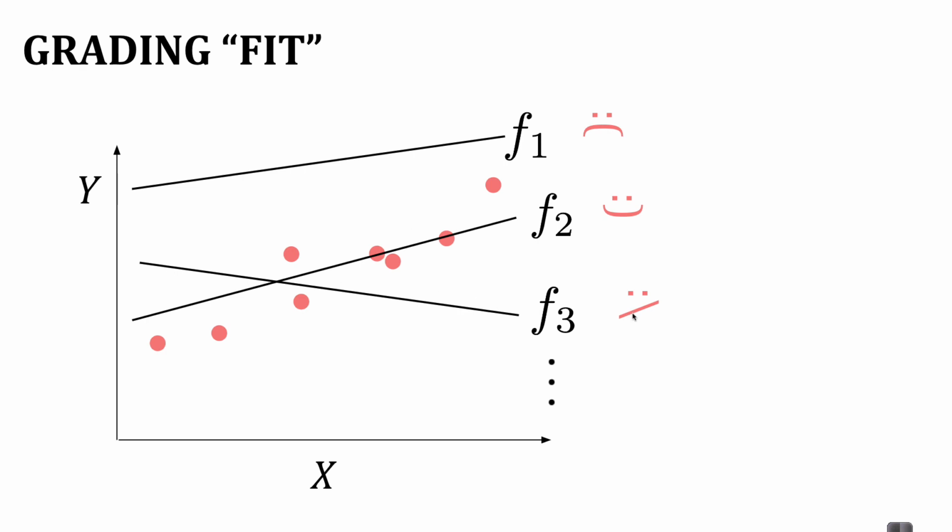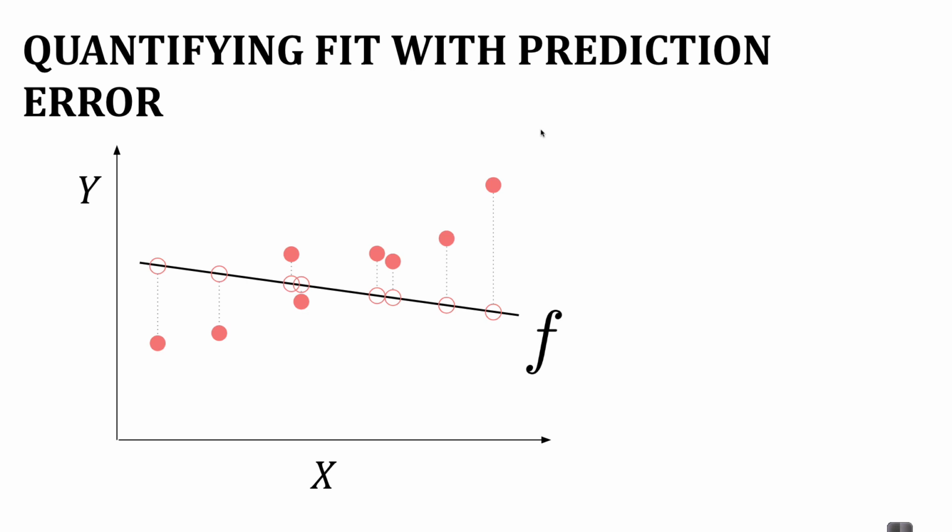F3, meh, kind of a meh fit. It is at least kind of going through the data, but it's sloping down, whereas the data kind of look like they slope up. F1, big frowny face. It's kind of way off the mark, right? That's all I mean by grading fit, giving some kind of A+, B- grade to each function in our set. However, we need to do that in a way that's not just happy face, frown face. We need to do that in a way that's quantitative.